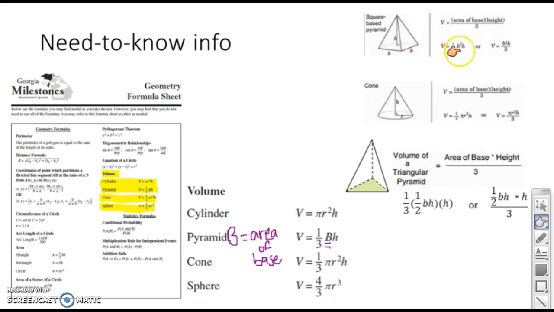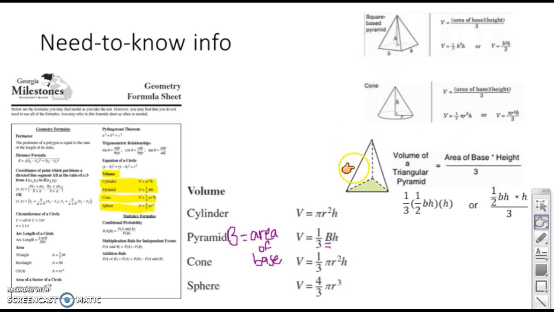Notice if it's a square pyramid, the big B is base squared because to find the area of a square, you do base times base. If it's a triangular pyramid, the big B becomes 1/2 base times height because that's the area of a triangle. And I put cone on here as well because cone is basically just a circular pyramid. To find the volume of the cone, you would still do 1/3 big B times H. The area of the base here happens to be a circle, so it would be pi r squared.